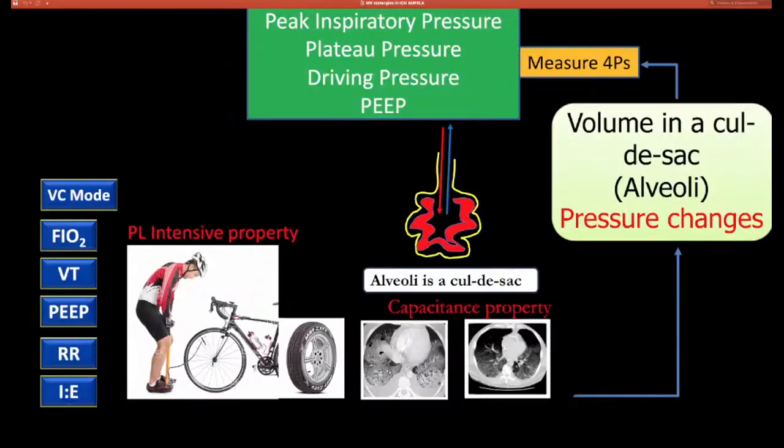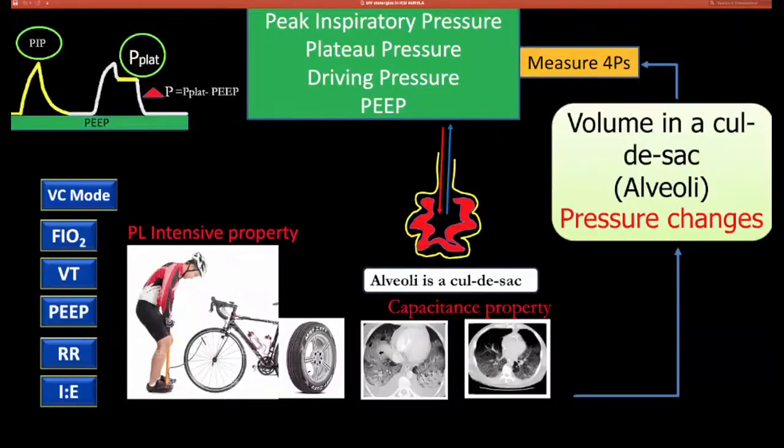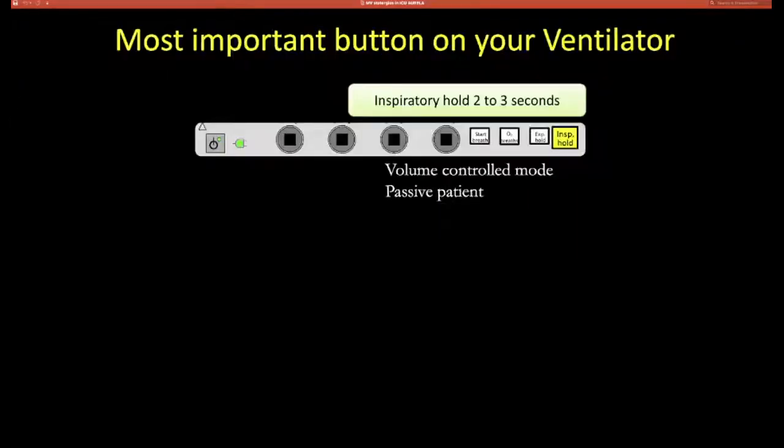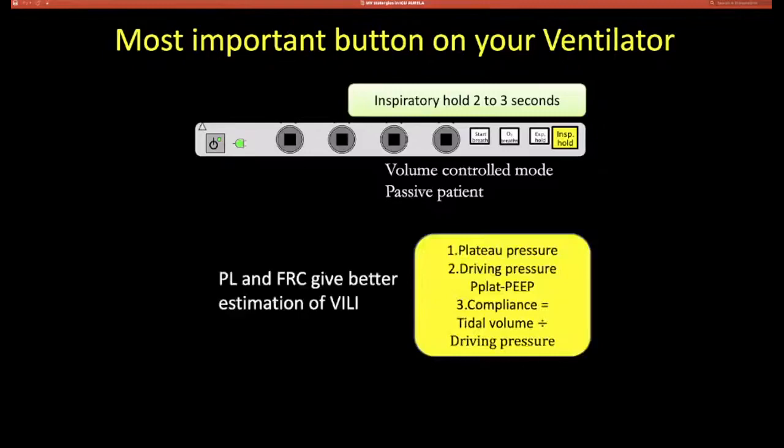Of these, 2 pressures are already there on the ventilator. Peak inspiratory pressure and PEEP, which you set, are already on. To get the plateau pressure and the driving pressure, you should do a maneuver on the ventilator that is called the inspiratory hold. I would say the most important button on your ventilator is the inspiratory hold button. You just hold it for 2 to 3 seconds. When the patient is in a volume controlled mode and is passive, then you get the 4 pressures. Those are the 4 pressures.